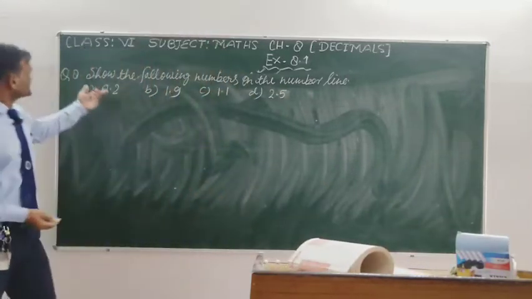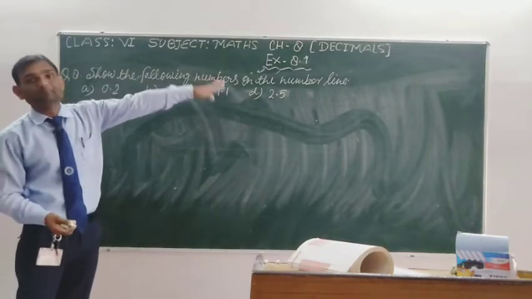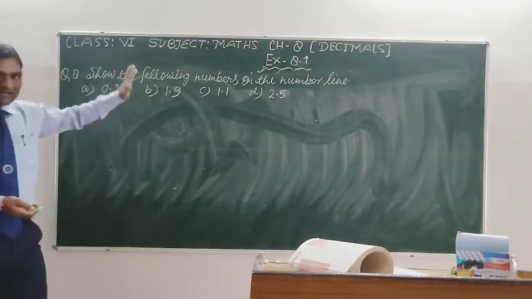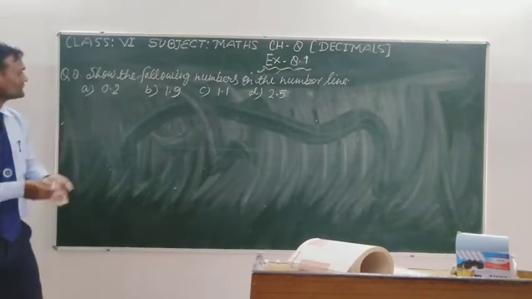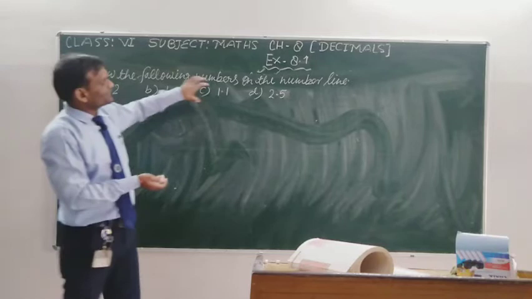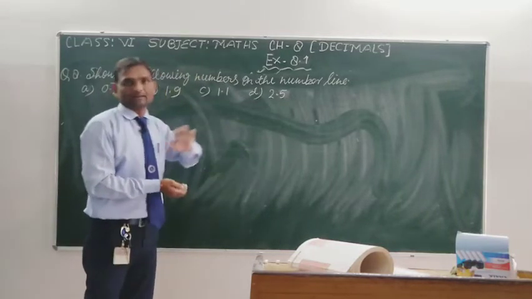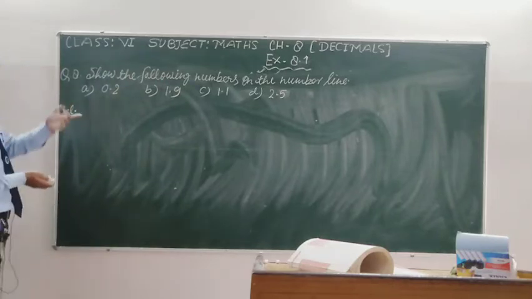Student, firstly try to understand the meaning of the question. Show the following numbers on the number line. You know about the number line very well. I have told you in my previous video. So all these decimal numbers you need to show on the number line. So I am going to solve question number 8, student.